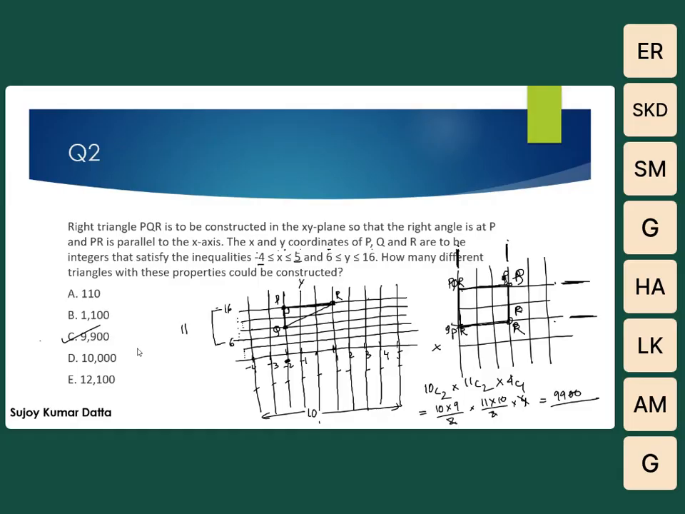In fact, this is actually a question also: in a grid, how many rectangles are possible? So this is how you find out the rectangles. 10C2 times 11C2 in this grid.